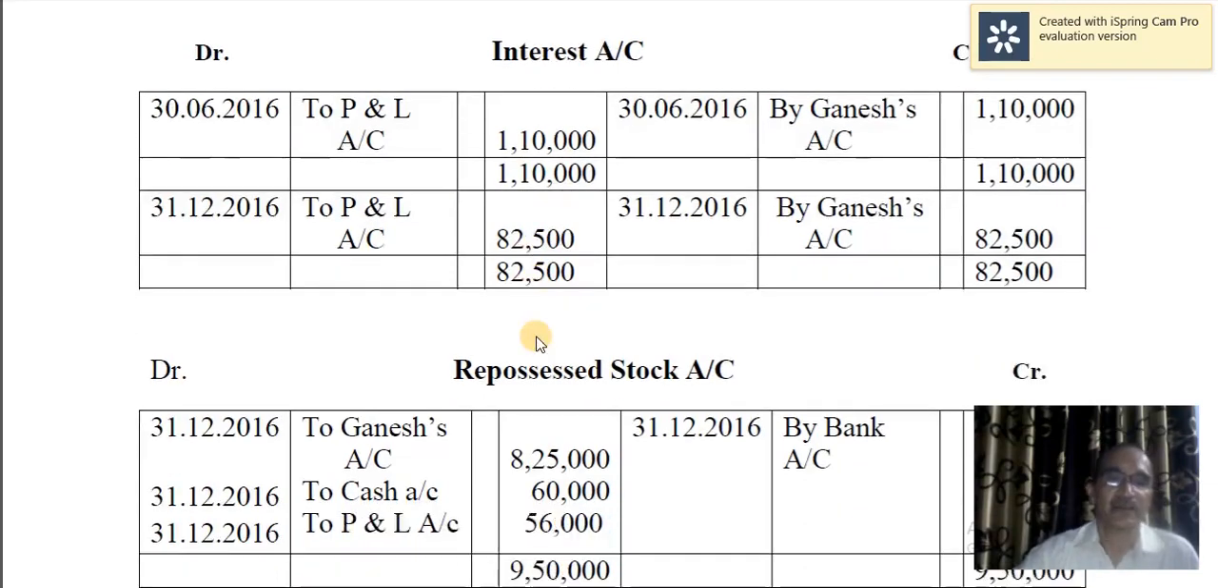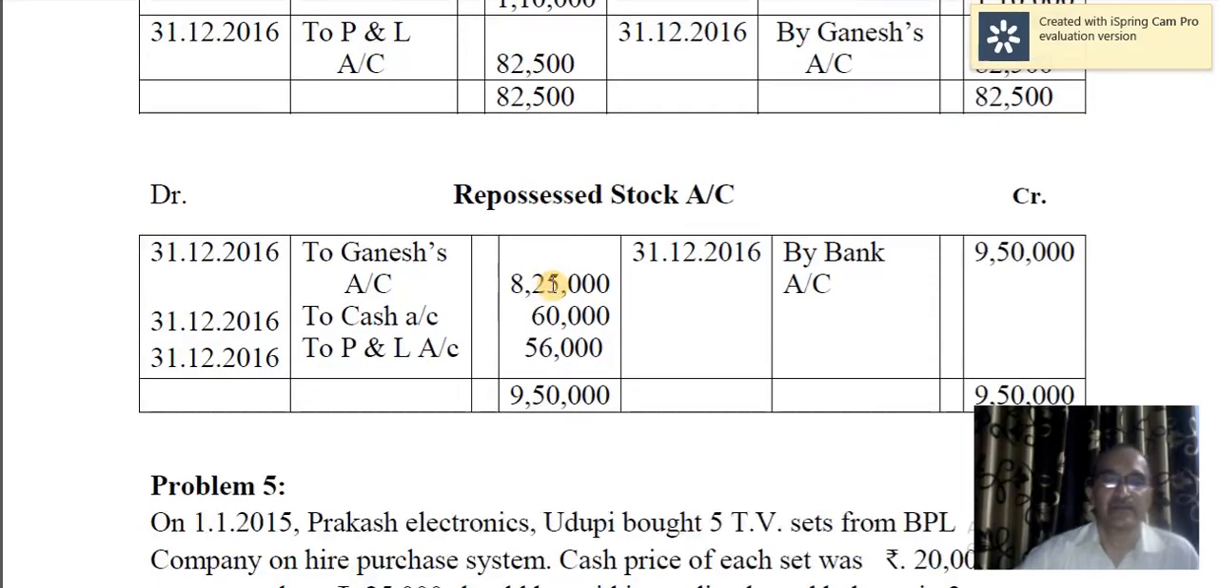Now regarding repossessed stock, you are opening a separate account called repossessed stock account. Repossessed stock account into Ganesh account, and the agreed value is 8,25,000. And on these goods repossessed, you have incurred some repair expenses, and therefore the entry is repossessed stock account into cash account 60,000. This entry is for incurring expenses for repair.